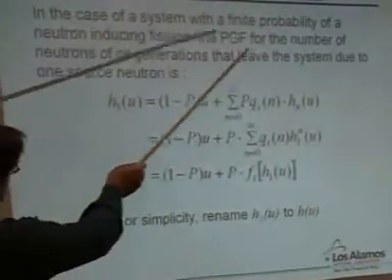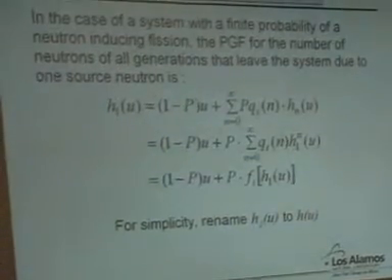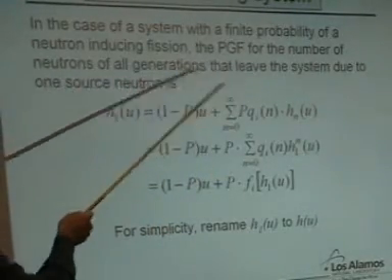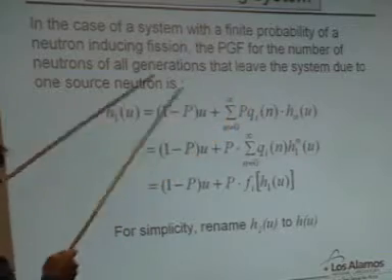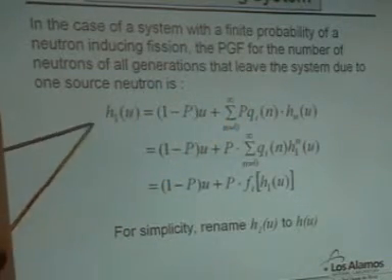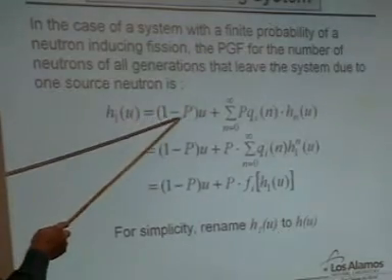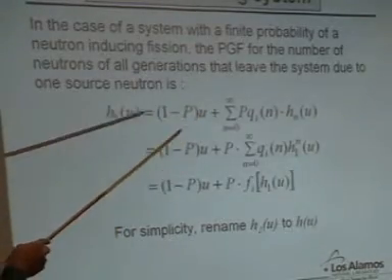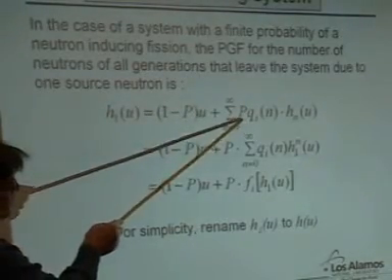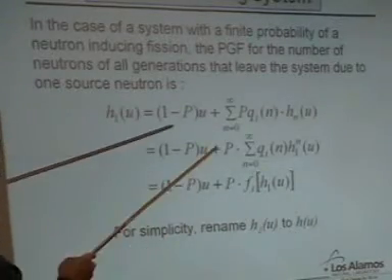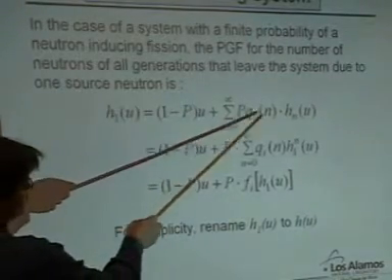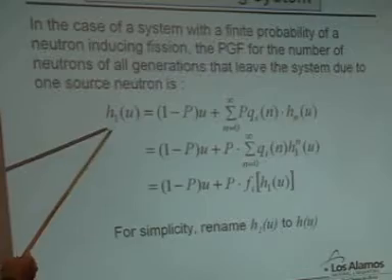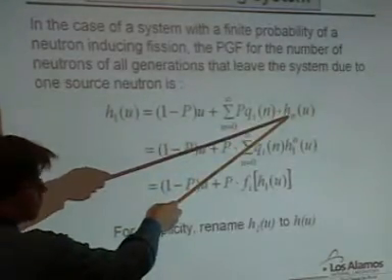So in the case of a system with finite probability of neutron-inducing fission, in other words, you have, for example, plutonium-239, you have some isotope in there that induces fission, the probability generating function for the number of neutrons of all generations that leave the system due to one source neutron is, here you go. This first term basically just says it didn't induce fission, it left the system. So we just have a 1 here. One neutron left the system. So there's a probability for that. Plus there's a probability that it induced fission. This is where it gets a little tricky. So P is the probability of induced fission. Q of n tells you how many neutrons were induced by that fission. And because we're trying to determine how many left the system, we need to, again, propagate them out of the system.